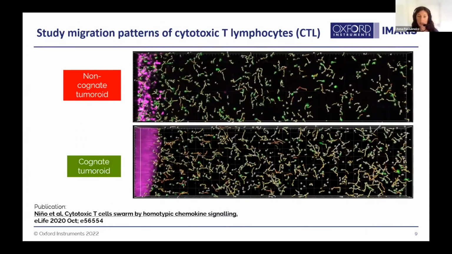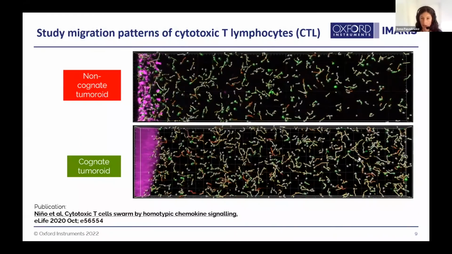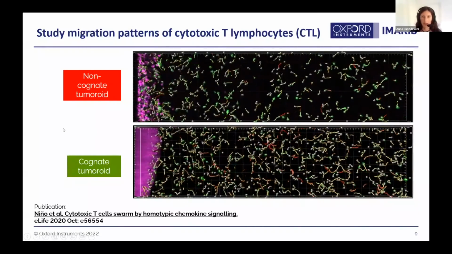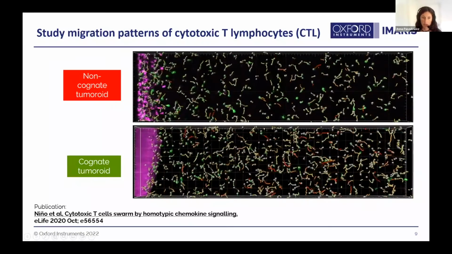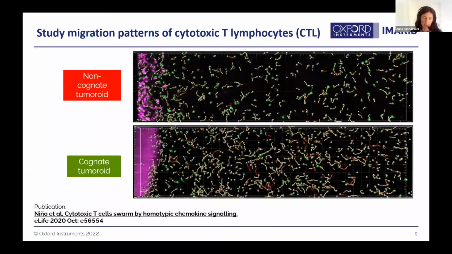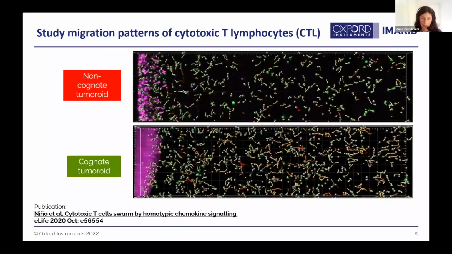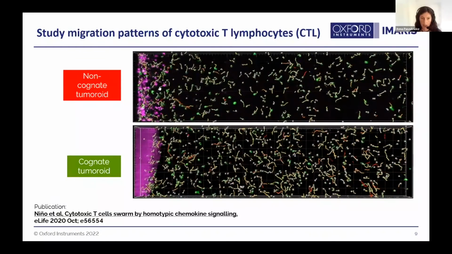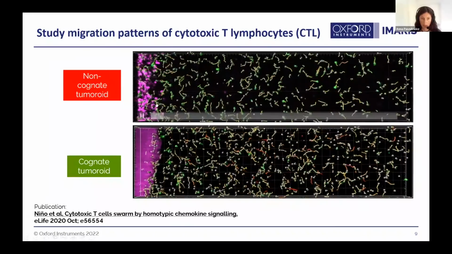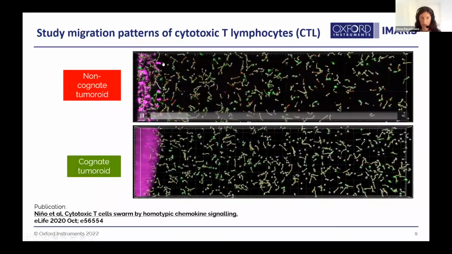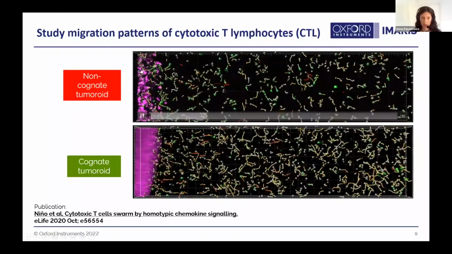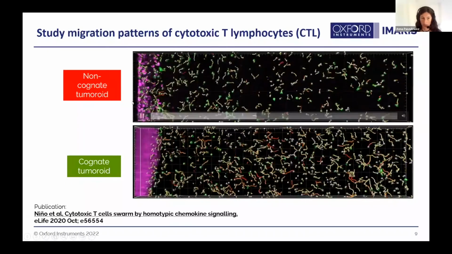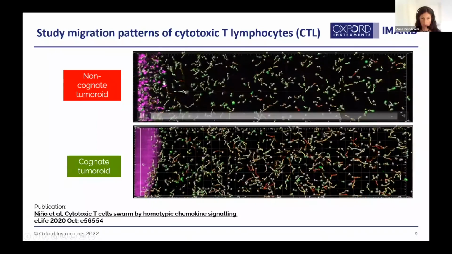Another example related to time plots, but here not synchronized with the events, has been used within the study where researchers try to analyze the migration patterns of cytotoxic T lymphocytes to the tumoroids. So here in these two movies, the difference is that on the top, in the top panel, you can see the non-cognate tumoroid on the left side.